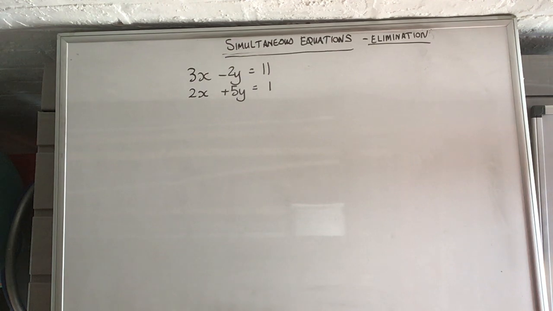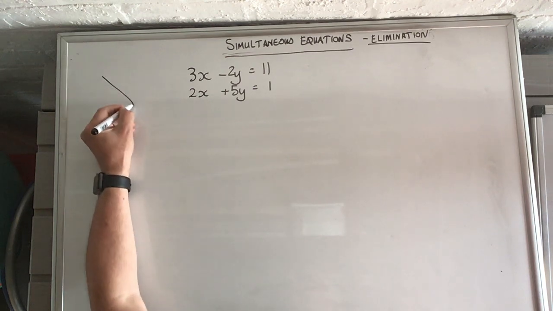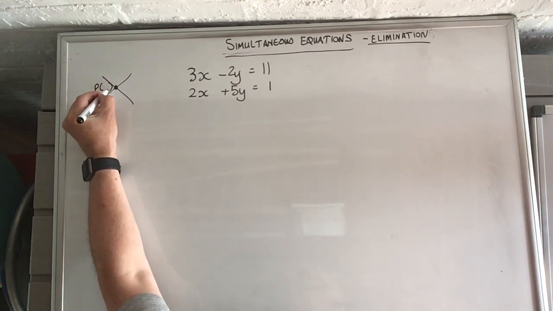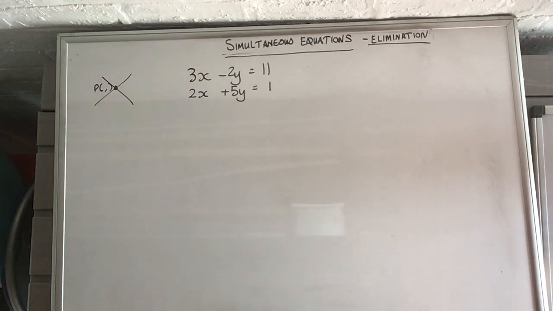Just as a wee reminder, in case you've not watched the first video, simultaneous equations are all about straight lines and where they cross over. This is what we're trying to find. We're trying to find a point where they cross over. That's in essence what solving simultaneous equations is.